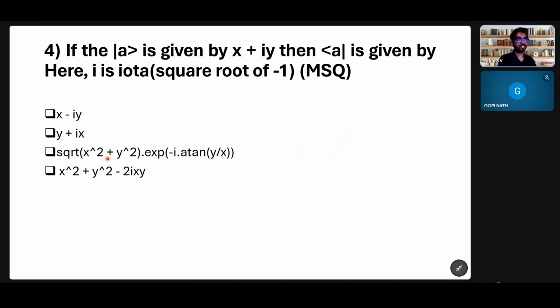So the fourth question. If the ket vector A is given by x plus iy, then what is the bra vector A given by? So we have to find the conjugate of the ket vector. Your ket vector and the bra vector should multiply with each other to give you the modulus of the ket vector. Basically, if you multiply something by x plus iy, it should give you x square plus y square as a result. The only options that could do this are your option A and your option C.